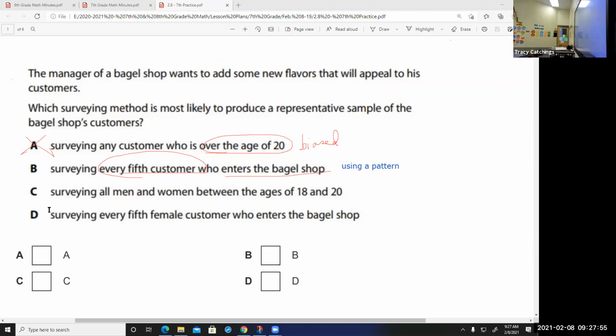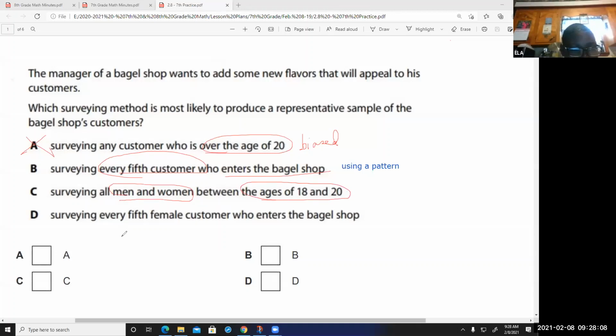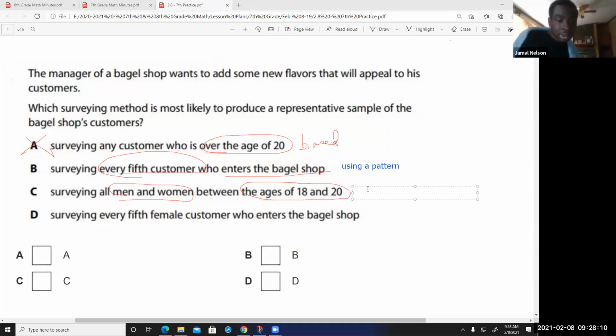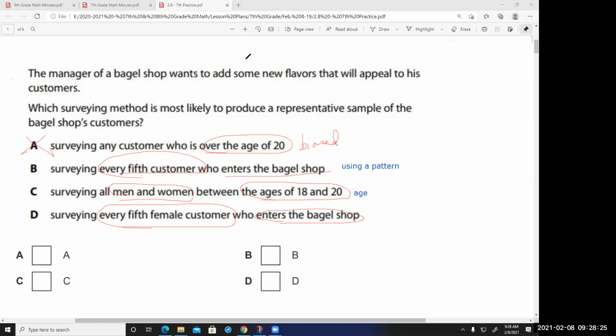All right, look at C. C says survey all men and women between the ages of 18 and 20. No. Why you say no? No, they're still talking about age. All right, D says survey every 5th female who enters the bagel shop. No, because what if a male walks in?